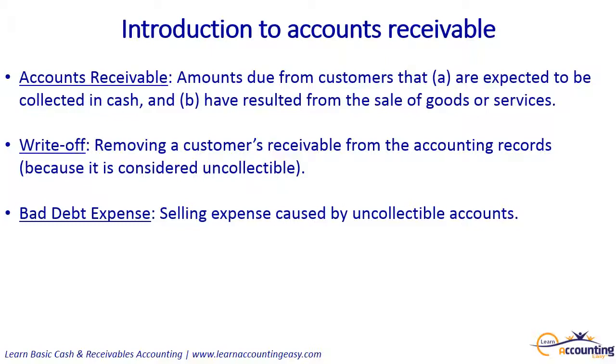So we have a receivable of $100 from John Smith. John Smith has gone bankrupt. We know we're not going to collect that cash anymore. So what we go ahead and do is write off that receivable. Now, bad debt expense is a selling expense caused by uncollectible accounts. So ultimately, we're going to call these uncollectible amounts an expense because they are going to eat away at our profit.